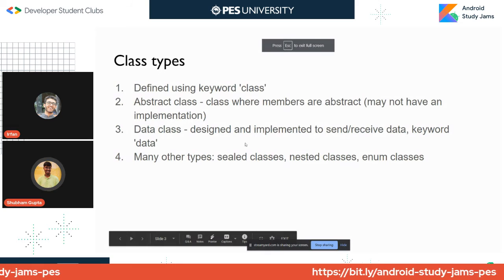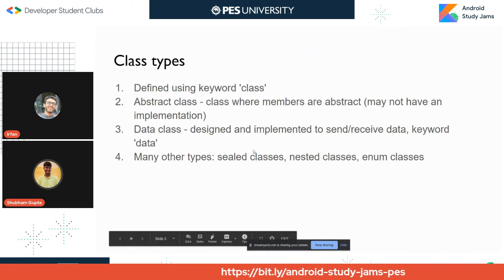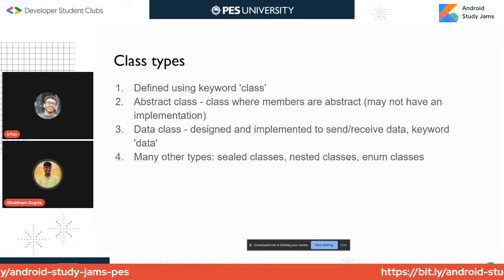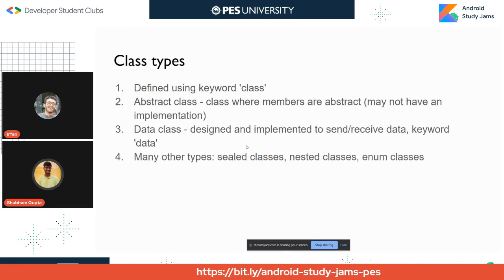So data class, I'll show you an example later on. For now, let's just go ahead. As you can see, there are other types of classes: sealed, nested, enum classes. These will be covered maybe in later sessions, or you can check them out by yourself.